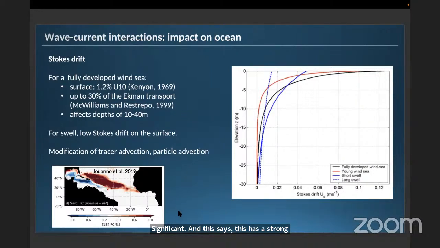And on the bottom, you have an illustration of the sargassum coverage in the Atlantic Ocean, and its difference of coverage between a simulation accounting for waves or not. And so you can see that there is a stronger impact on such particle advection over the ocean.